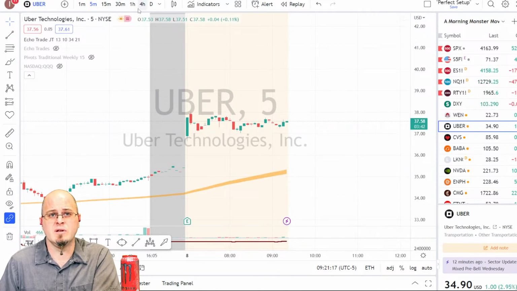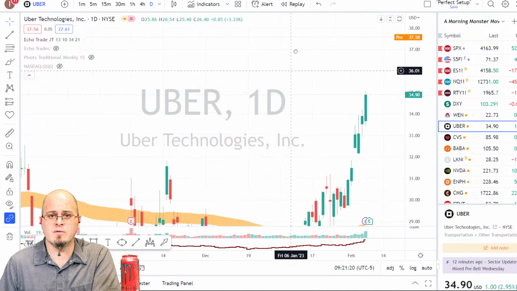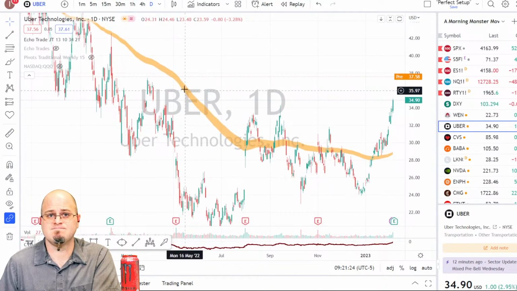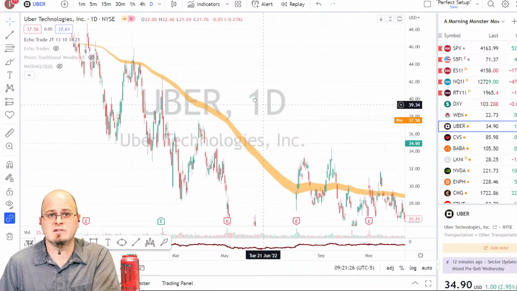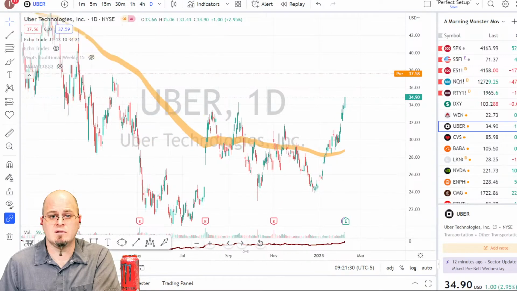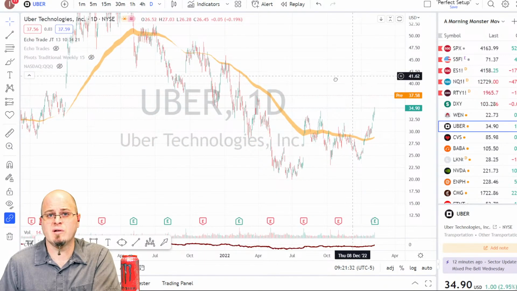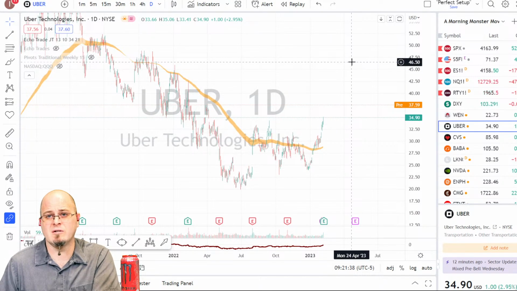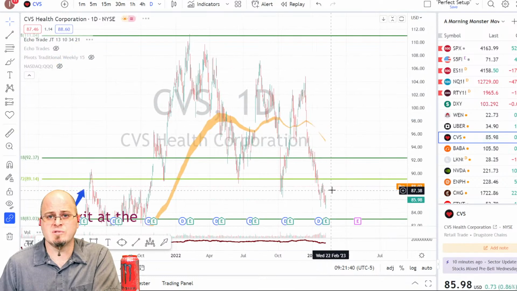Watch that one. Looking at the bigger picture on Uber, it's looking like it's trying to get a bullish pattern going here. Fortunes for Uber can be turning around here. That was a big downtrend, and then it's been a little sideways consolidation. Now we're trying to break out and head higher. Looks pretty good.